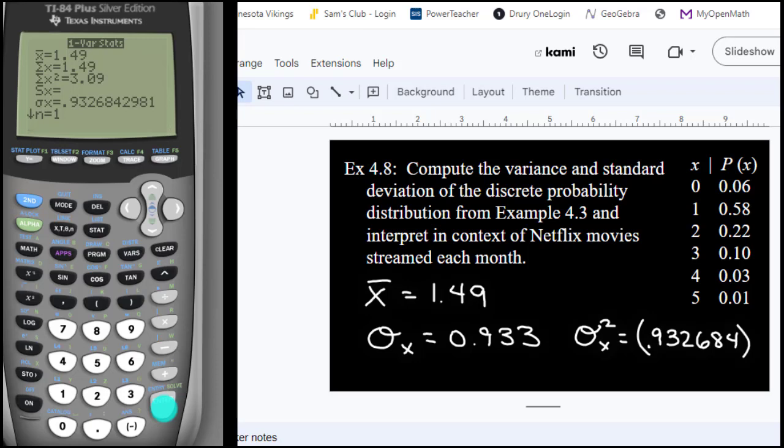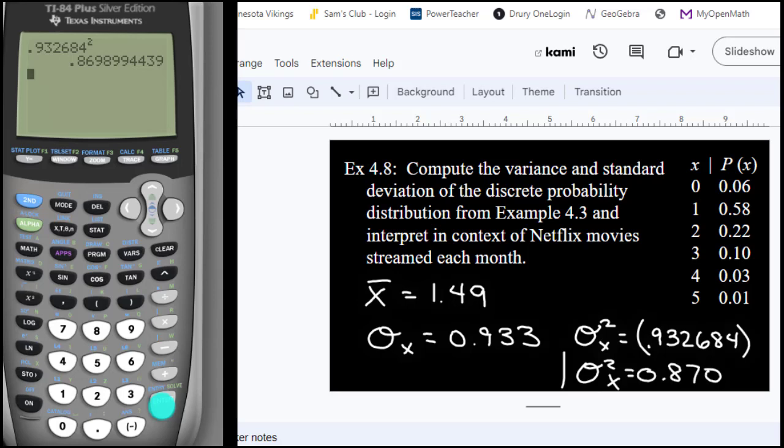So again, remember, for any in-between rounding, we keep twice as many decimal places as we need for our final answer. That's why I kept 6. So I'm going to go ahead and do 0.932684 and square it. Then we find that sigma squared of x, which is the variance, is 0.870 if we round that off to 3 decimal places. So there's your variance, there's your standard deviation. It's very easy to do that if we have the calculators, and that's why we're not going to worry about trying to mess with that formula. It becomes a big pain. So we're going to go with that. So there's example 4.8.